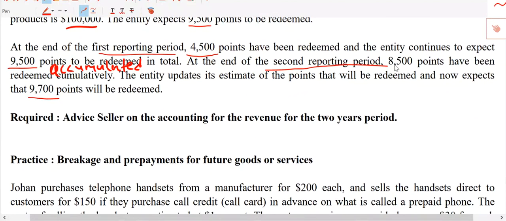Okay, second year, cumulatively 8,500 points have been redeemed. Now, cumulatively means inside this 8,500 contains the 4,500. So the accumulated points in total, 8,500. Then the entity updates its estimate and expects now in total it should be 9,700.